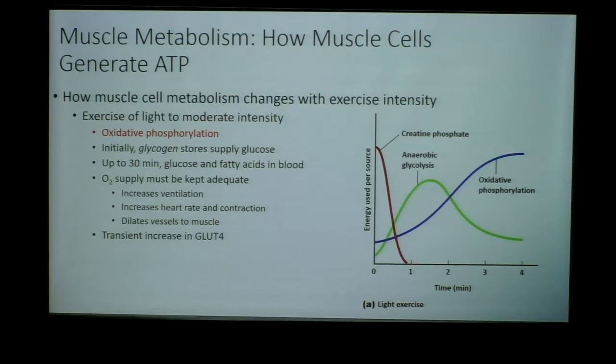Now, with light intensity exercise, the main source of energy is oxidative phosphorylation, okay? And that is simply because if you're exercising at a moderate rate, moderate intensity or light intensity, you can maintain your rate of breathing, usually, okay? If you're walking or light jogging, you can maintain your rate of respiration. What does oxidative phosphorylation need?